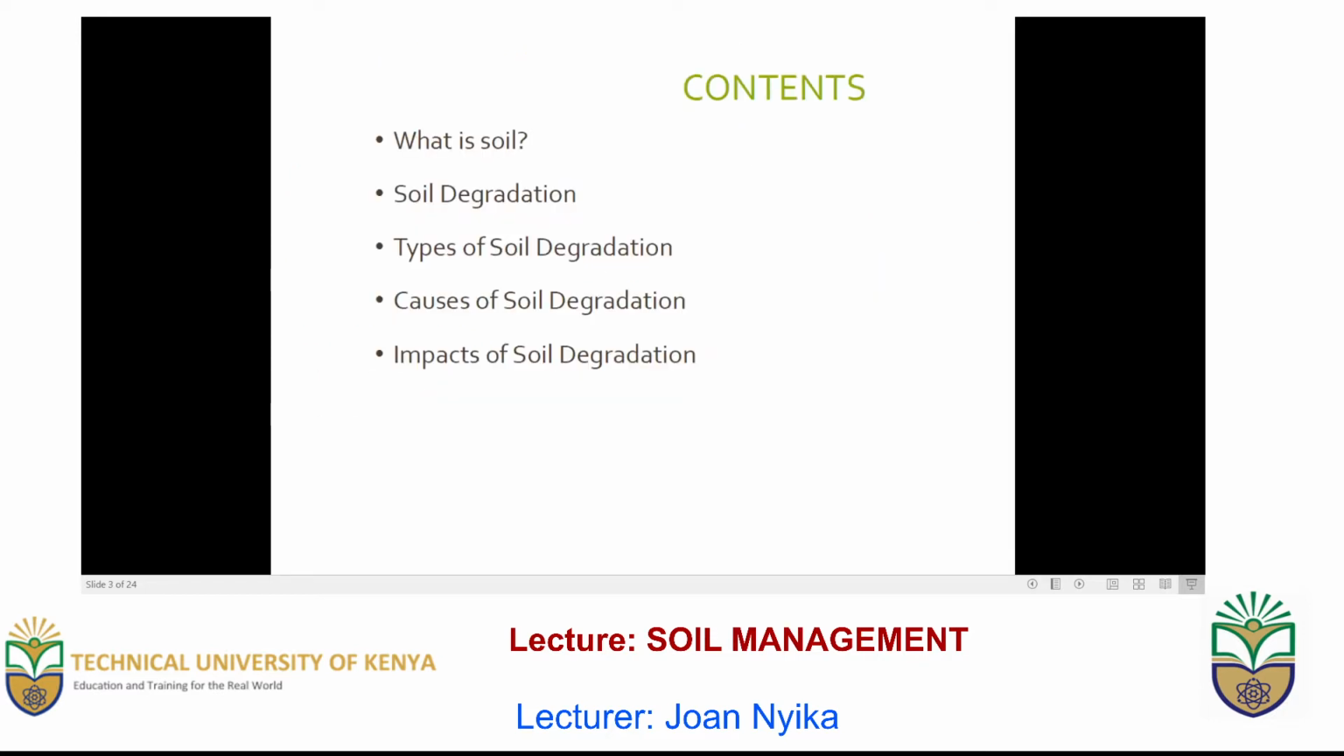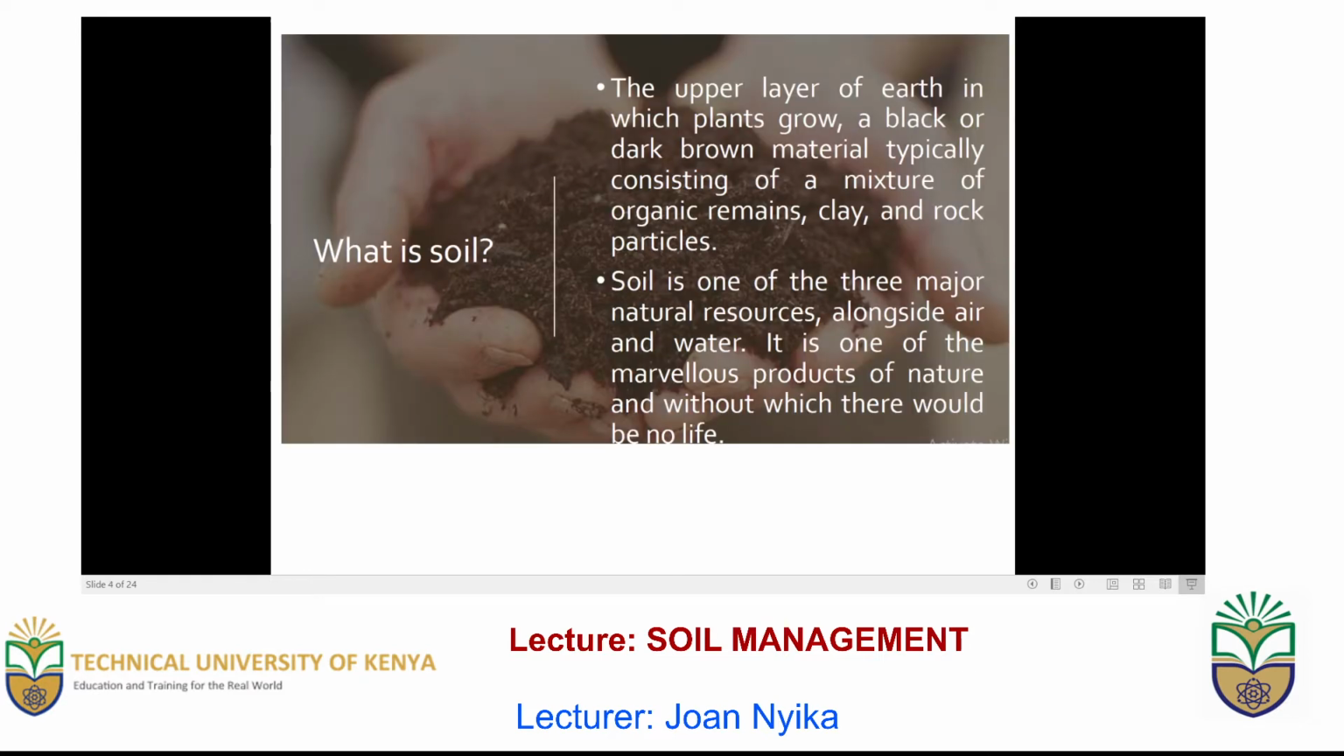In this class, we are going to recall what soil is. We are going to discuss what soil degradation is, the types of soil degradation, the causes of soil degradation, and the impacts of soil degradation. From our previous classes, we have learned that soil is the upper layer of the earth in which plants grow. Often it anchors the crops, and it consists of a mixture of clay, rock particles, and organic matter. It is one of the natural resources alongside air and water.